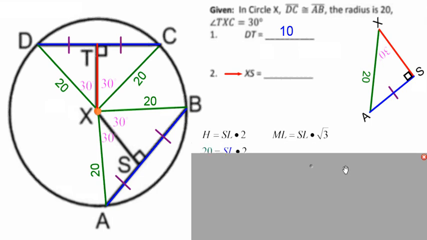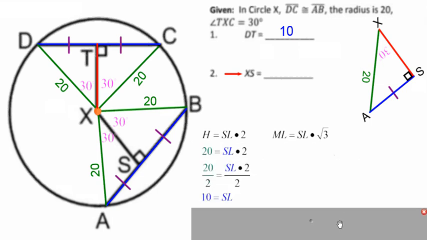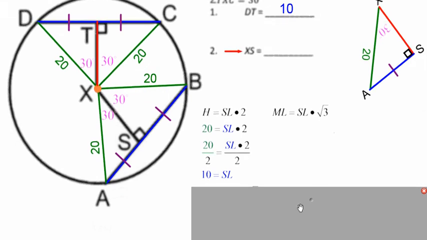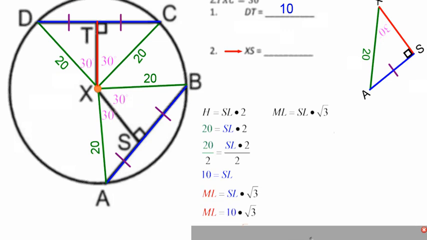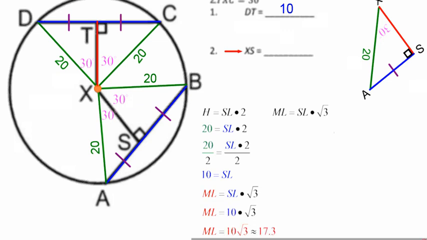And so then if we know that length, we can just use that ratio that we know exists for your 30, 60, 90s and find the length there. So we know that XS should have a length of 10 square roots of 3, which is approximately 17.3 if you were just using your calculator.